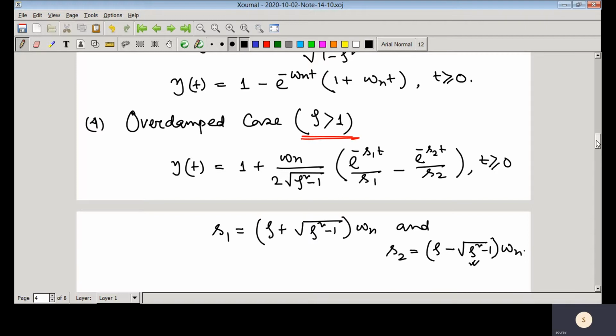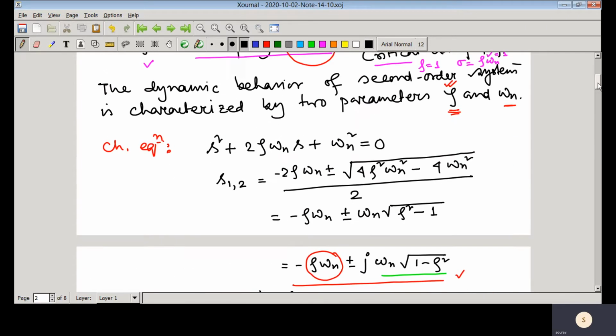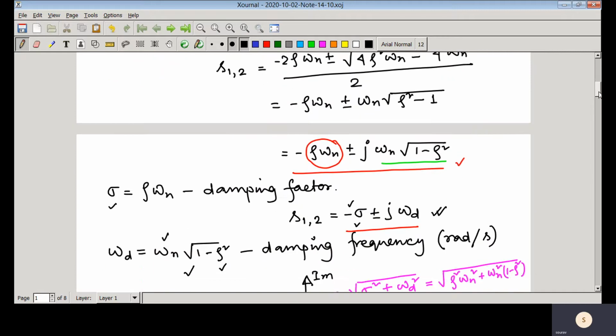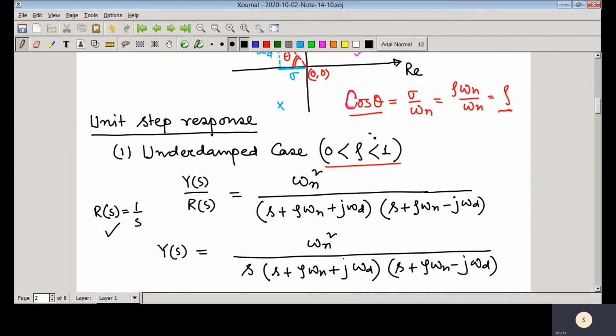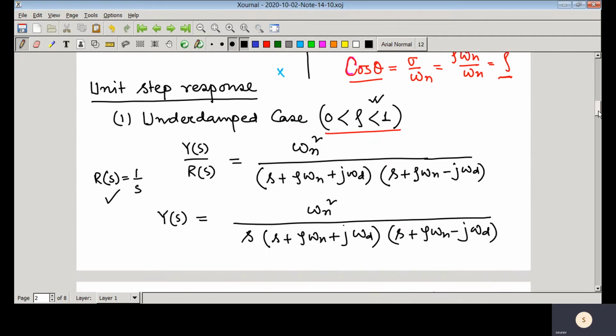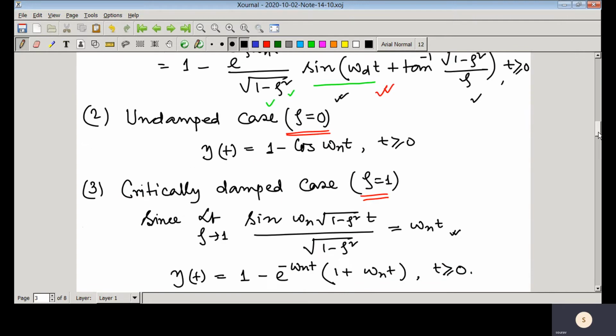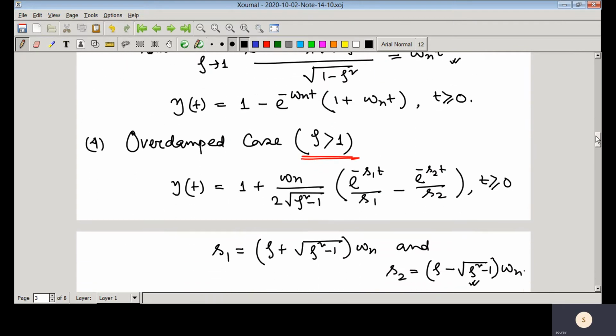So what we have seen now is that whenever we have a second order transfer function in normalized form, we can realize this particular transfer function as a closed loop feedback system. Here you have the input, and you have applied the unit step function. Then we are interested to see what would be the output, and here we have considered 4 different cases depending on the values of zeta. The first case is the underdamped case, the second case is the undamped case, the third one is the critically damped case, and this is the overdamped case.